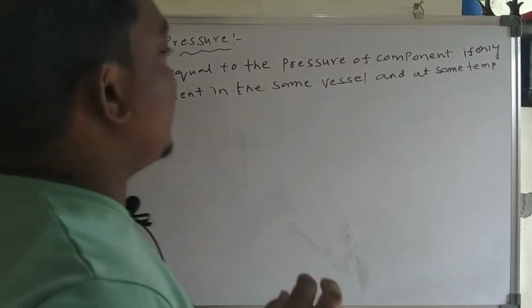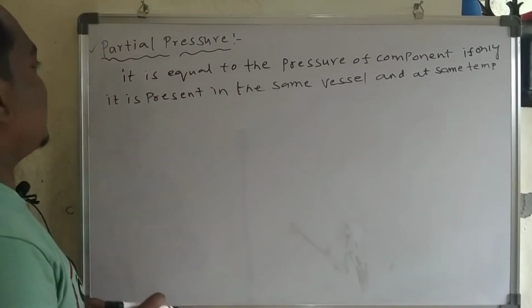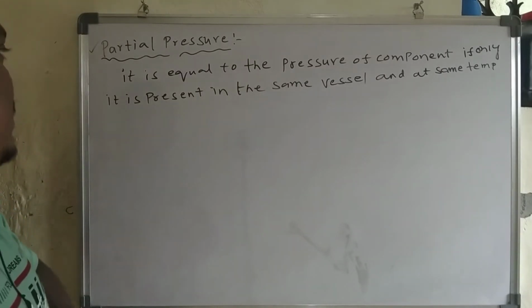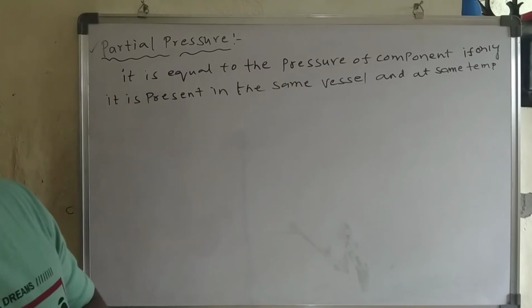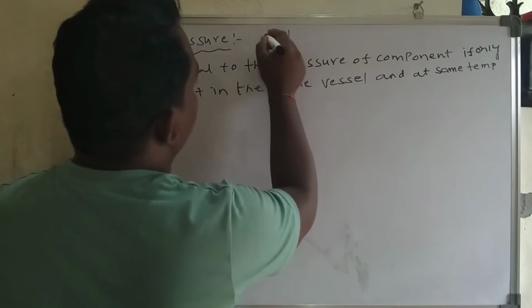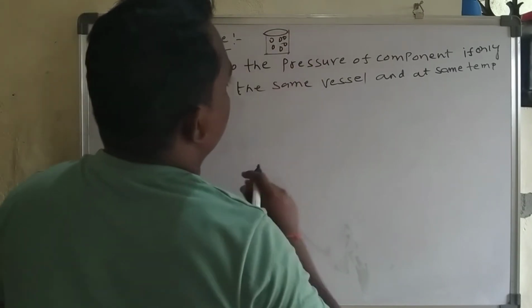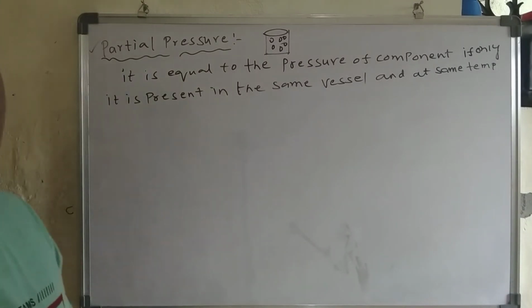Here we have learned one word, that is partial pressure. What do you mean by partial pressure? It is equal to the pressure of the component if only that gas is present in the same vessel at the same temperature. So whatever gas is present there in the same vessel at the same temperature, we can call its pressure the partial pressure.